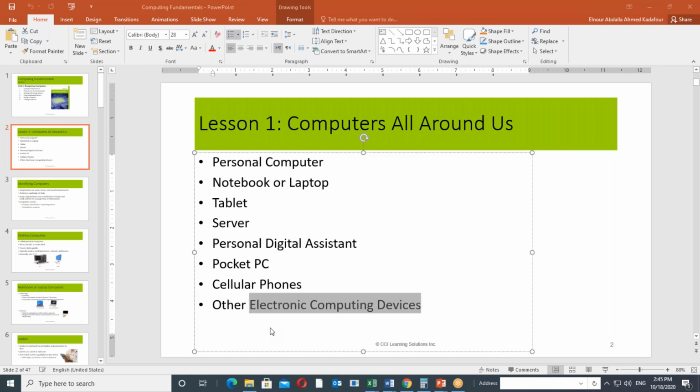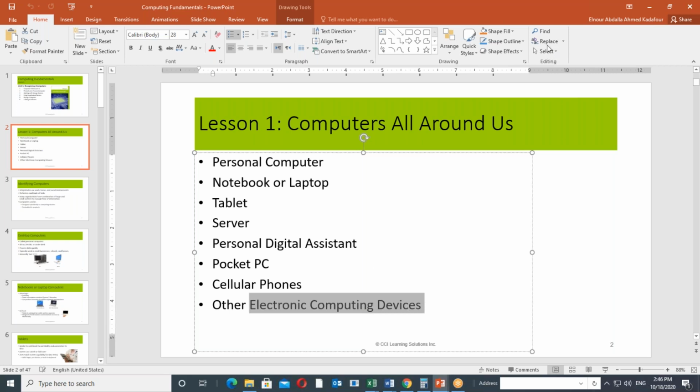Server: that is a superior computer connecting computers together, it is definitely a computer. I have a diary, but that is an electronic one, so it is a personal digital assistant type of computer. Pocket PC, which is a personal computer, but kept inside a pocket, so we call it a pocket PC. Mobile phones, or cellulars, are electronic computing devices, some of them.